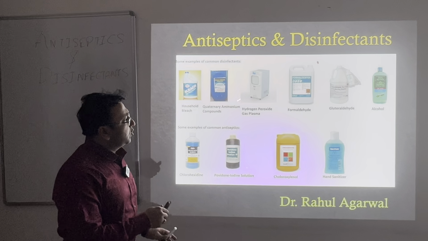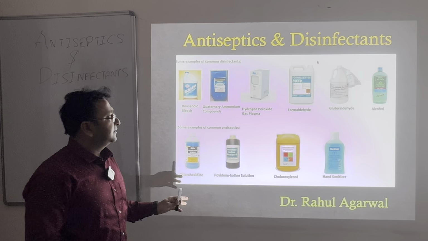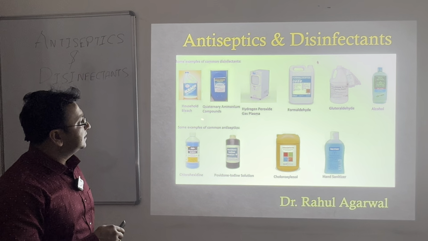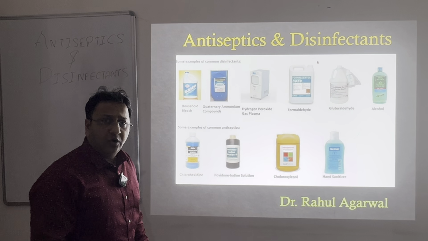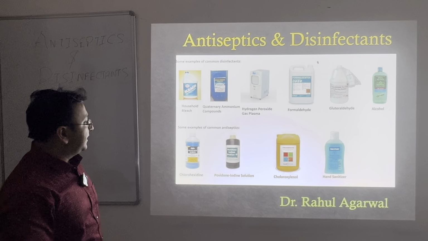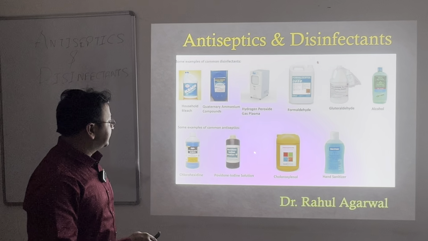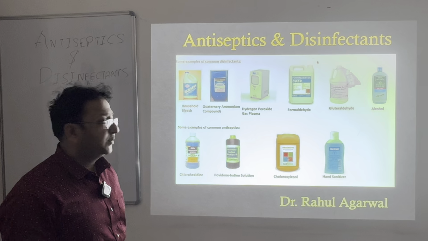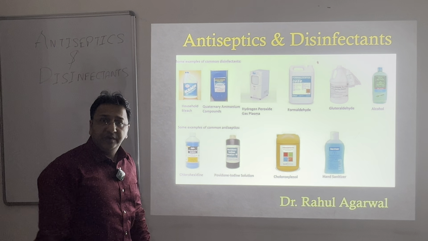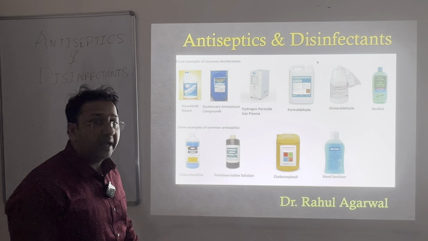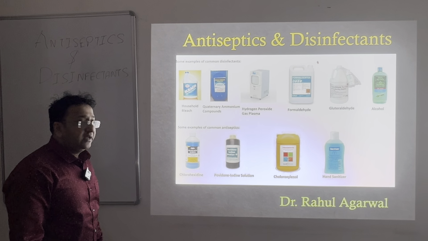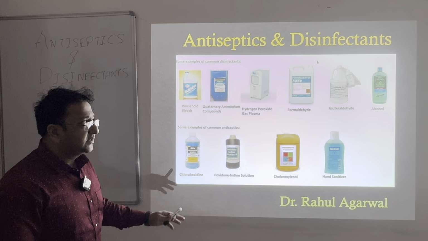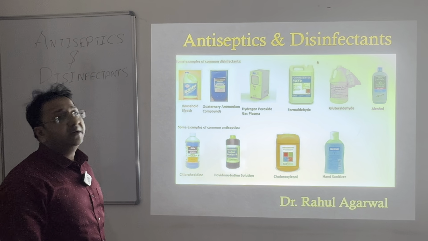These are some common disinfectants and antiseptics. In day-to-day life you have all seen bleach, formaldehyde, and similar disinfectants. Some common antiseptics are povidone iodine, which we have seen in hospital settings, and the hand sanitizer, which we used very commonly during COVID time. Chlorhexidine as well. These are all examples of antiseptics and disinfectants. We will see some common antiseptics and disinfectants.